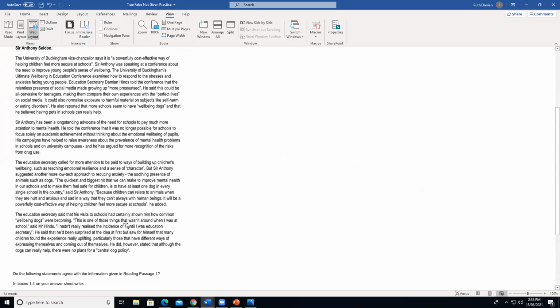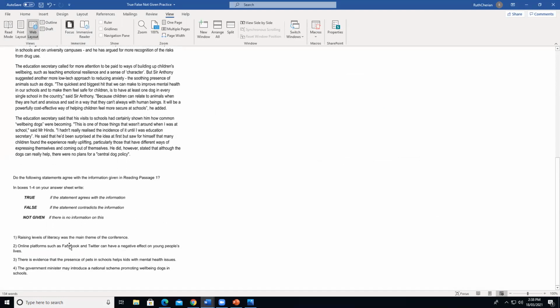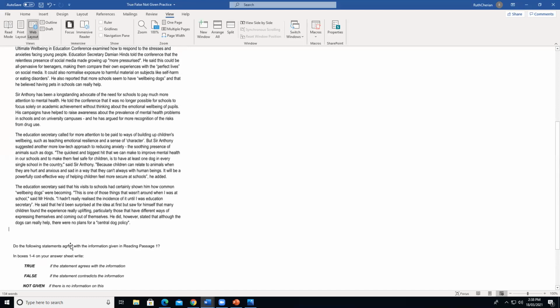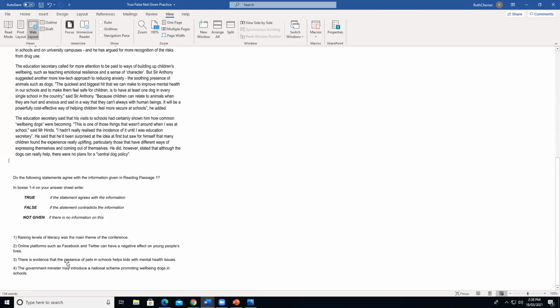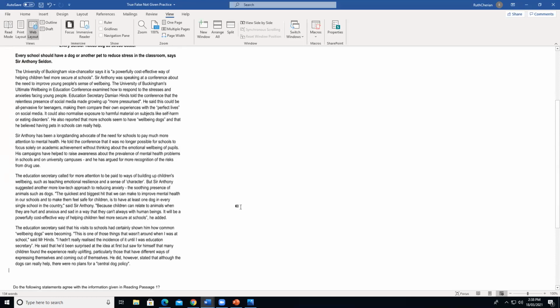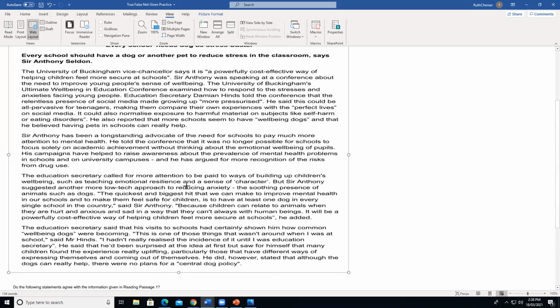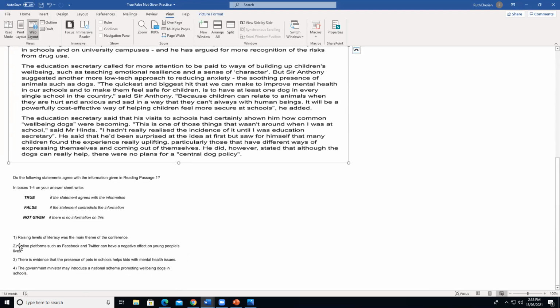No, it wasn't given anywhere. Okay. I think it was more to do with the mental health side, the well-being side. Yes. So it's more to do with mental health and well-being. What about the second one? Online platforms such as Facebook and Twitter can have a negative effect on young people's lives. It's false. It's not given exactly. They don't say Facebook, it's just social media. Yes. So this is just to understand at one go what the passage was talking about, and it has nothing to do with the first two sentences.